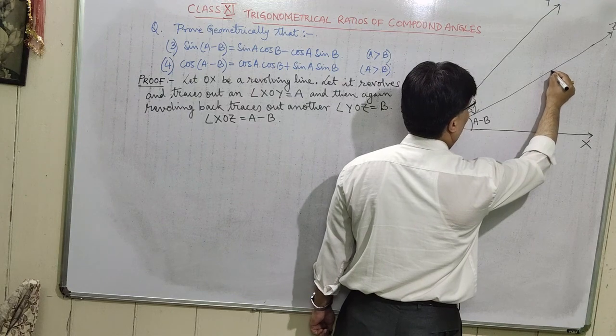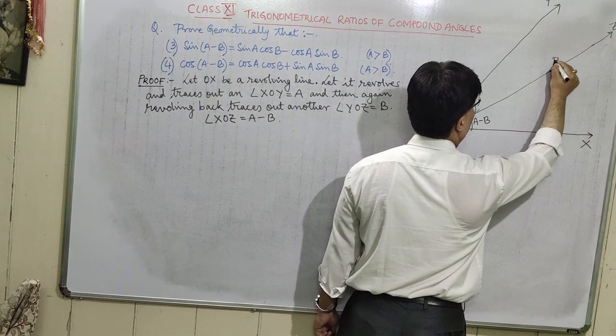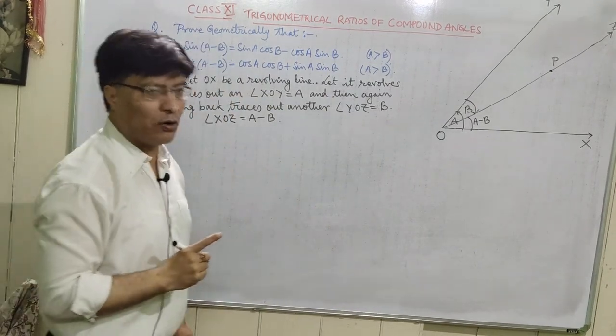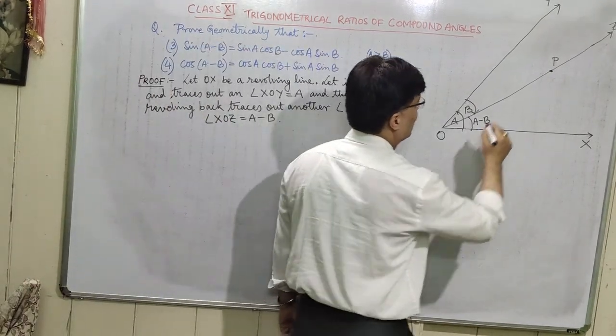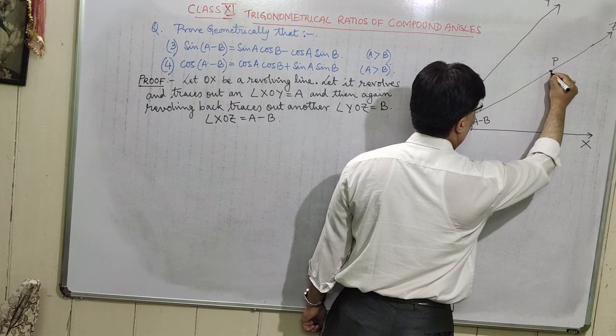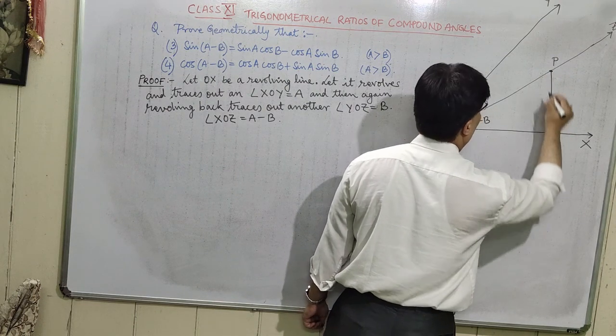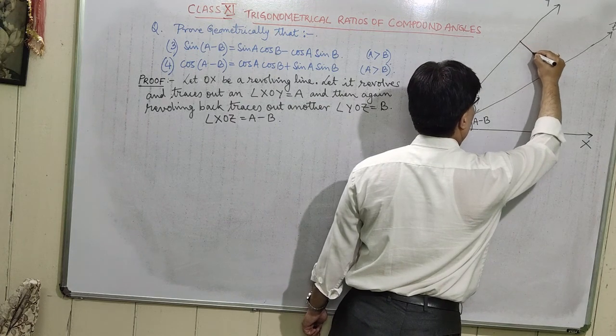So let us take a point P in OZ, that is on the final line OZ. You take any point P on it, okay? And from P you draw a perpendicular upon OX and OY respectively.